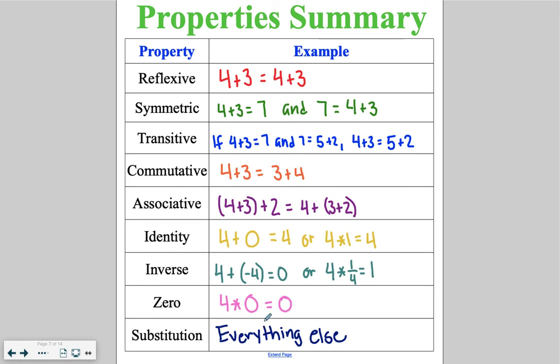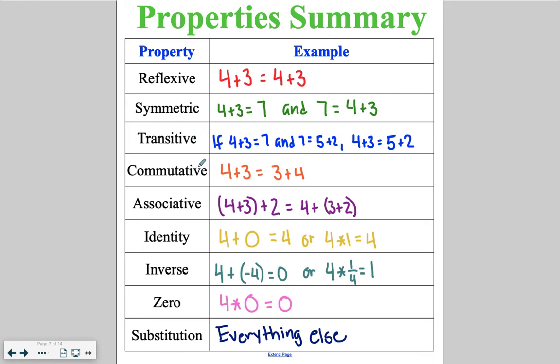Just a quick summary here. This is just a quick summary chart that you can look at. When you are using these properties, you are mainly going to be using the bottom 6 as you are solving. These properties of equality are more so just for when you are moving things around an equal sign. You're not really going to use them as an explanation for evaluating.